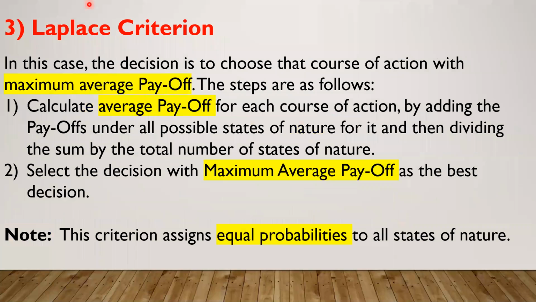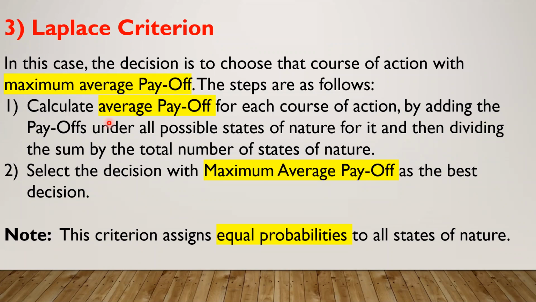In the third one, that is Laplace criterion, the person is showing neither the optimistic approach nor the pessimistic approach. Okay, he will take the average. So in this case, the decision is to choose that course of action which is having the maximum average payoff. So what are the steps? The first step is to calculate the average payoff for each course of action. How do you calculate the average?